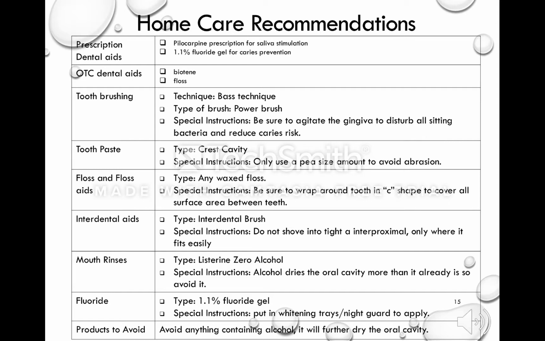We want to make sure that when Robert's brushing, he is using the Bass technique and a power brush. He could use Crest cavity toothpaste, but only a pea size to avoid abrasion. We'd like to make sure that he's using Listerine Zero alcohol because alcohol dries the oral cavity more than it already is. So we would not want alcohol in anything that Robert's using.